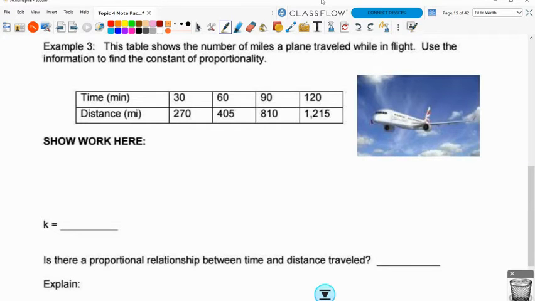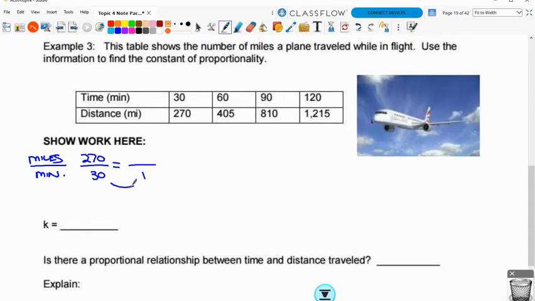In our third example, this table shows the number of miles a plane traveled while in flight. Use the information to find the constant of proportionality K if it exists. So we can see the time in minutes in the first row and the distance in miles in the second row of our table. And we're going to see if there is a proportional relationship between the miles and the minutes, okay? Is the number of miles proportional to the number of minutes? So we're going to set this up as miles to minutes. So looking at the first set of data in our table, the plane can go 270 miles, and that was in 30 minutes.